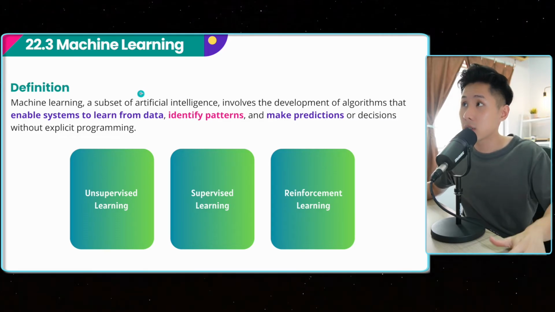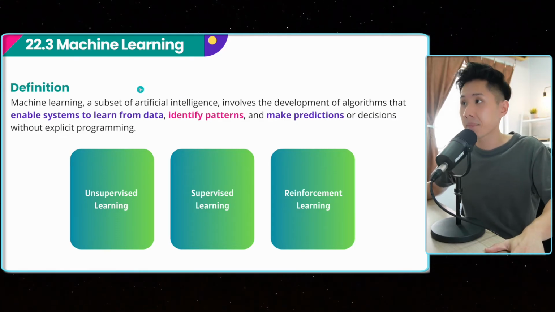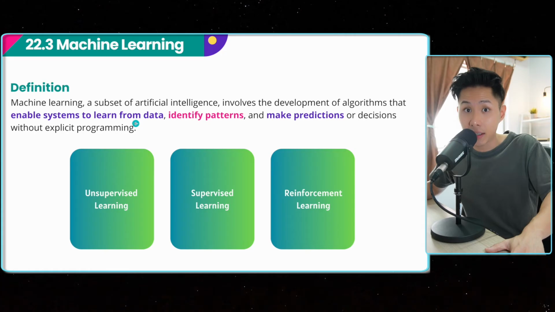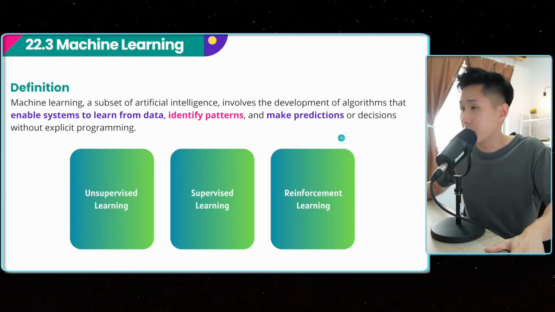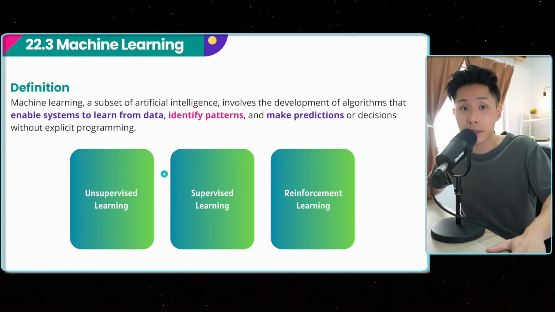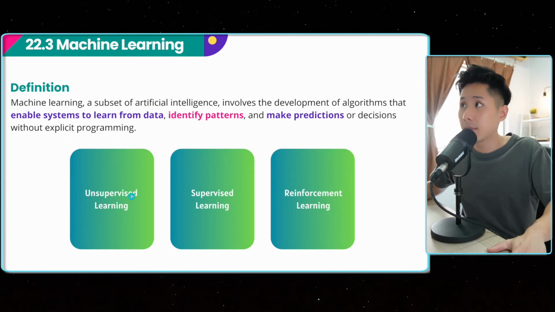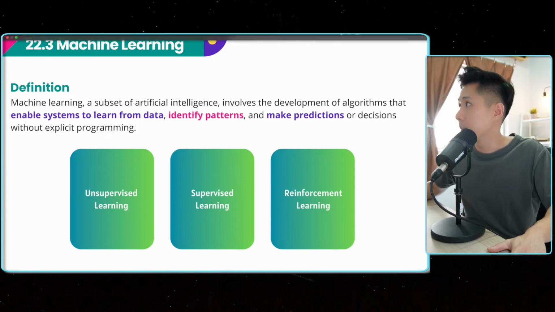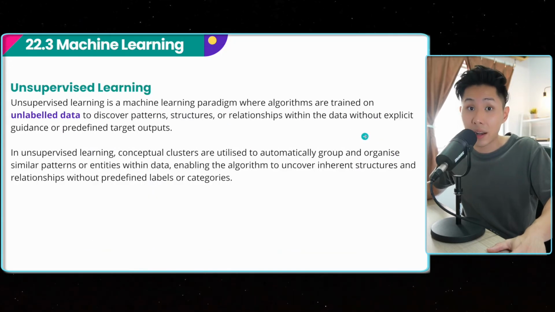One field of artificial intelligence is machine learning. As implied by the name, it involves the development of algorithms that enable systems to learn from data, identify patterns, and make predictions. And we have three different subfields of machine learning: unsupervised learning, supervised learning, and reinforcement learning. Now let's look into what these are.